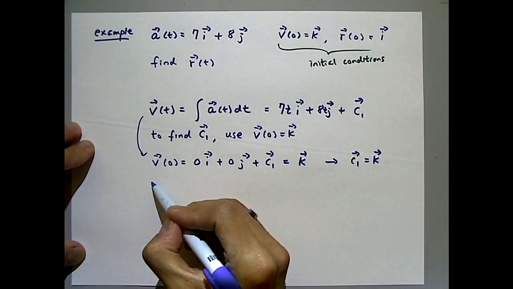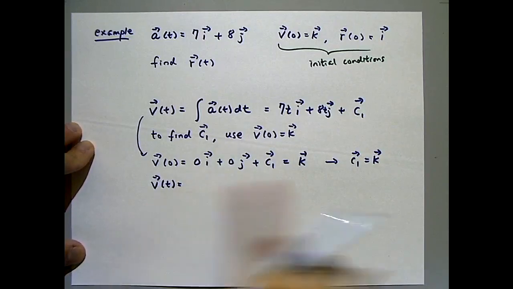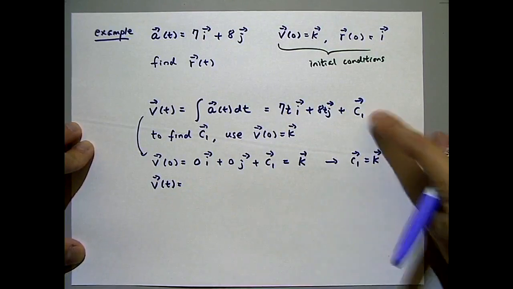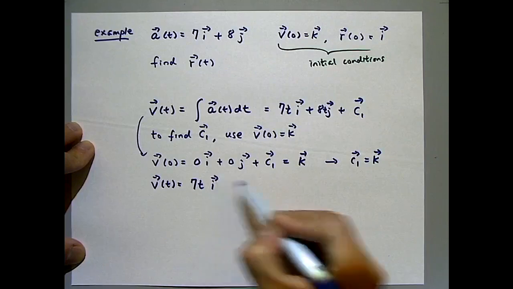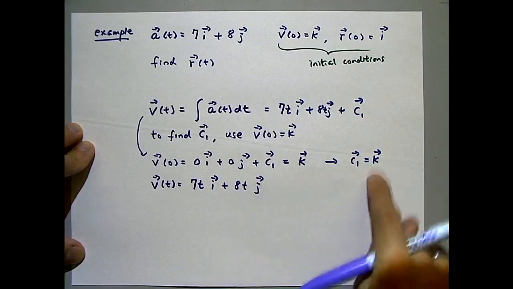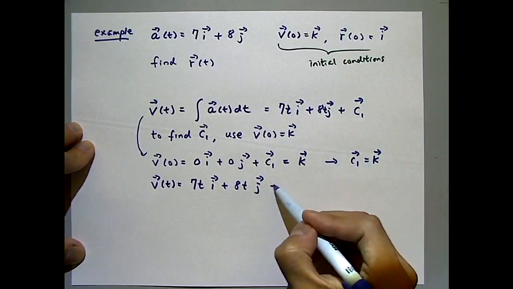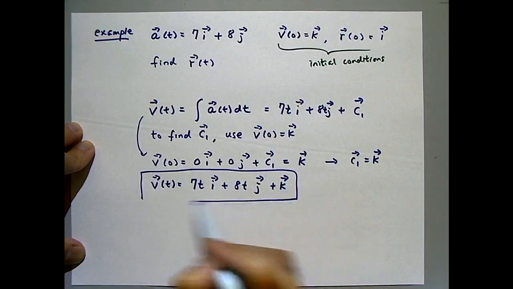So therefore, v as a function of t, we know completely about this function now because we know the unknown constant. It is 7ti plus 8tj plus c1, but we found that to be k. All right, so we got my velocity.